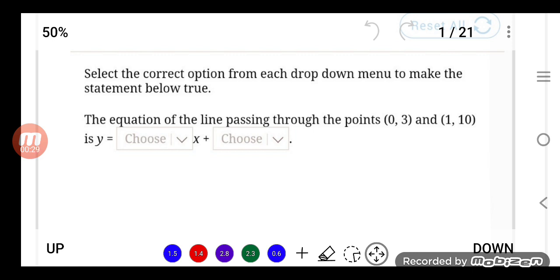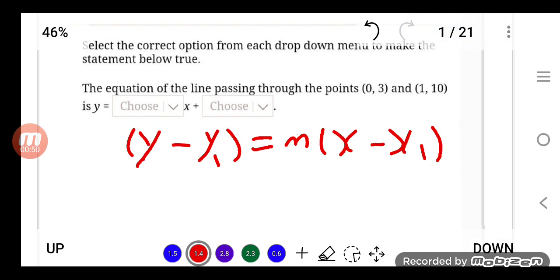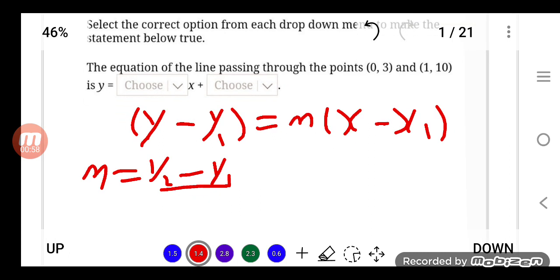So first step, we write the equation of the straight line. The equation of any straight line is y minus y1 is equal to m times x minus x1. So that's the formula for the equation of any straight line. Now, the slope of the line has this formula, m equals y2 minus y1 over x2 minus x1. Now you plug the points in the equation.